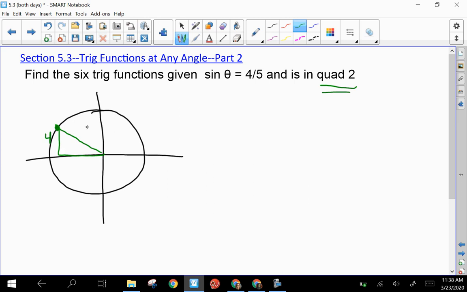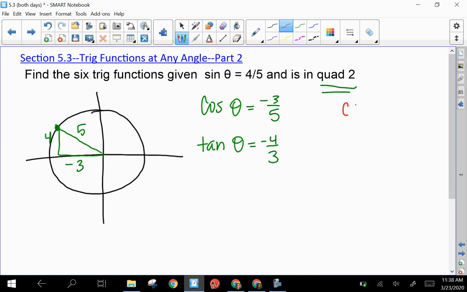If this is 4 and this is 5, we know that's a 3, 4, 5 triangle, and because of its placement in quadrant 2, that tells us that that has to be -3. We also know that cosine in quadrant 2 is negative, so -3/5. We know that tangent in that quadrant is also negative because that's sine divided by cosine, or you can think opposite over adjacent, -4/3.